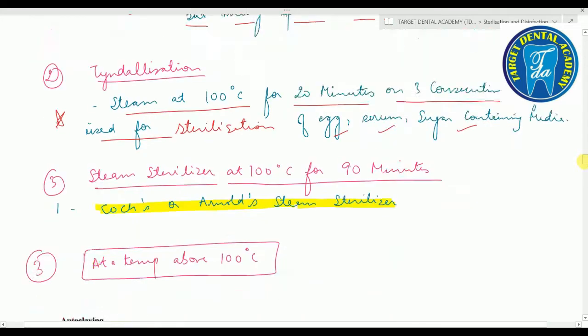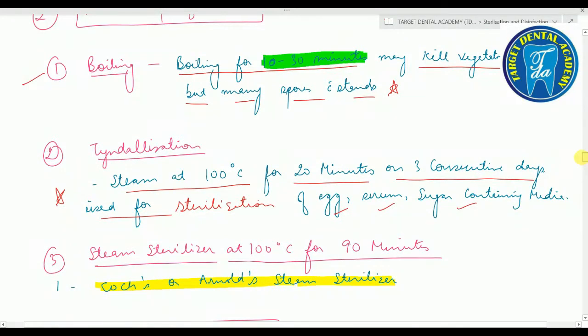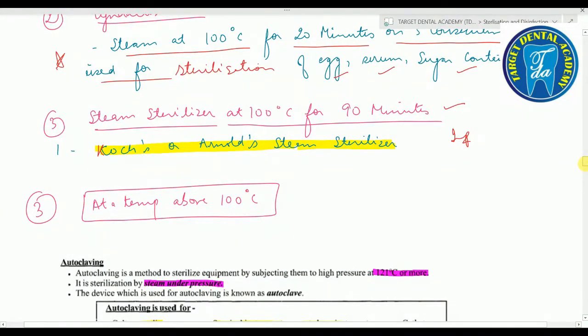And last is the steam sterilizer at 100 degrees Celsius for 90 minutes. It is also known as Koch's or the Arnold's steam sterilizer. Fine. These all points are very important from your MCQ point of view.